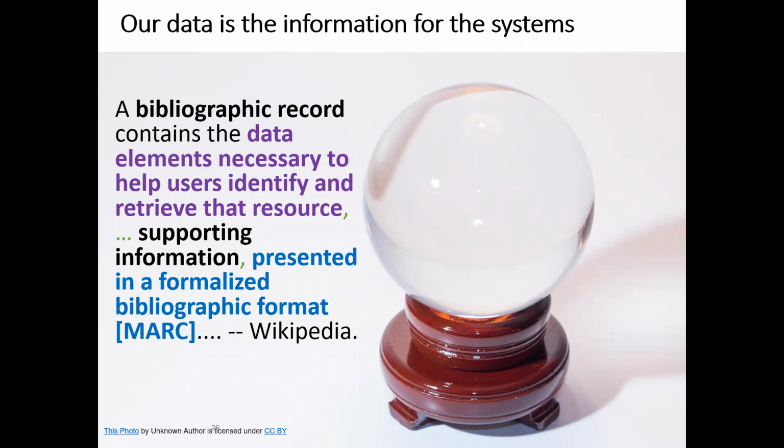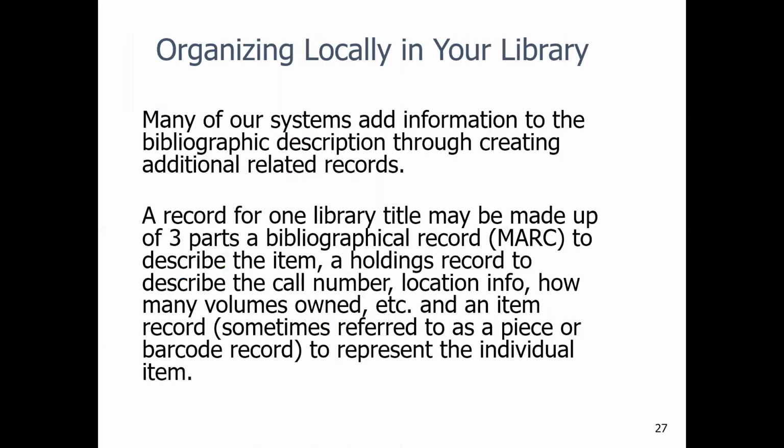Wait, what is that? FRBR user tasks, right? Can our users find what they're looking for? Can they identify it and then go get it? Can they find that resource? Supporting information, there's our contextual information that we put into our records to kind of help people a little bit more, presented in a formalized bibliographic format. That would be what right now? That's going to be MARC, right? That's where we are. We're here with the MARC.